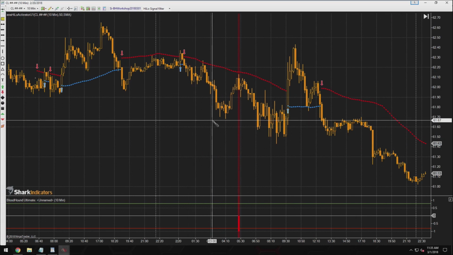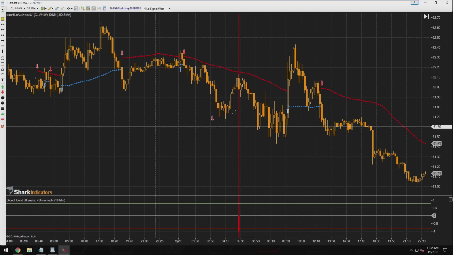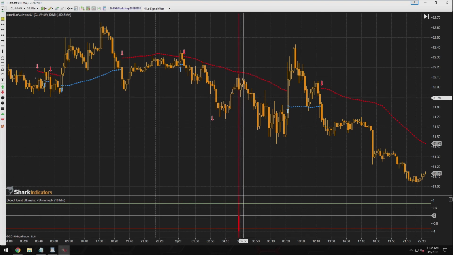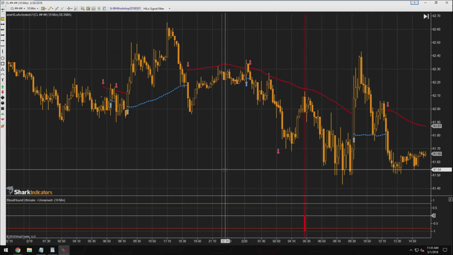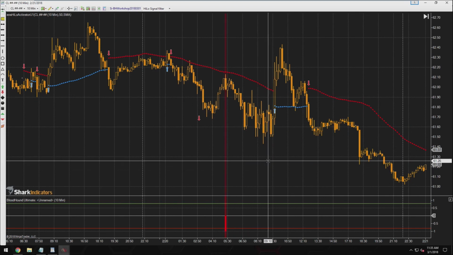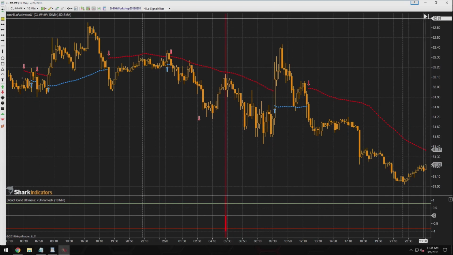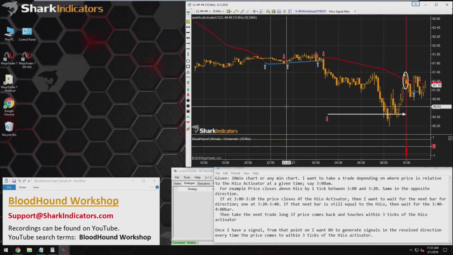Let's check this out here. Where's 3 a.m.? There we go. All right, and yeah, we have one touch. Okay, I think we've got it. Let's see. Yeah, this is the end of my chart. All right. So that was 10 days of testing there.